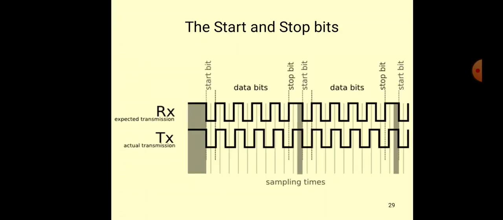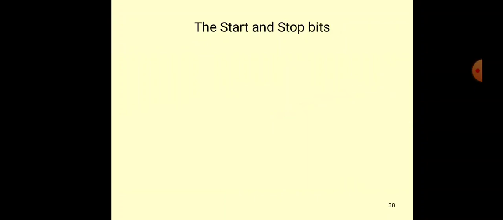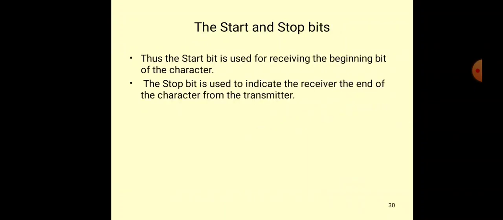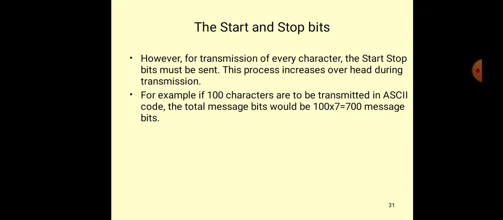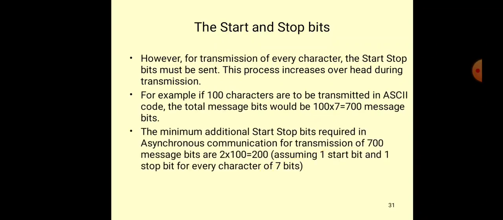In order to compare expected transmission and actual transmission, we look at the start bit, stop bit, sampling times and the data bits. The start bit is used for receiving the beginning of the character. The stop bit is used to indicate to the receiver the end of the character from the transmitter. If the start or stop bits are not set properly, the receiver fails to decode the characters in the asynchronous communication system. However, for transmission of every character, start-stop bits must be sent. This process increases overhead during the transmission.